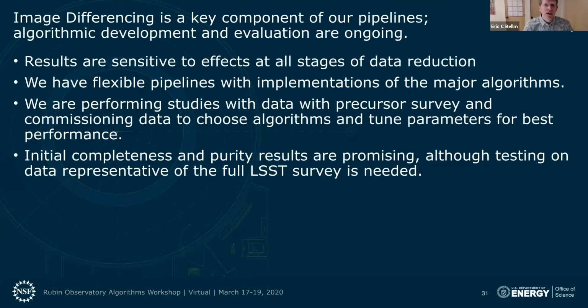So this is my summary slide. Image differencing is a big part of our pipelines, and we are continuing to work on algorithms and their performance tuning. This is a process that really cares about everything in the pipelines, and so we have to take care everywhere. The good news is we have very flexible pipelines with lots of implementation choices of all the major algorithms, and so we're going to continue to refine those with precursor surveys to prepare for the full survey.